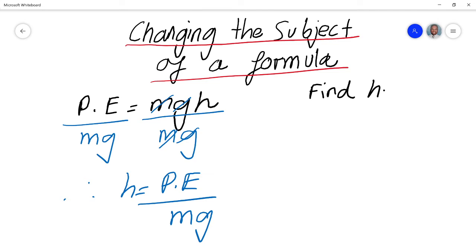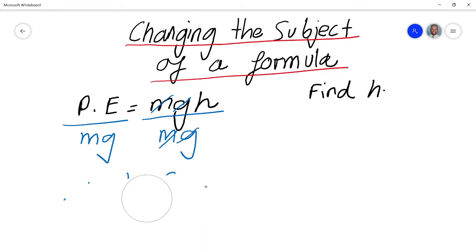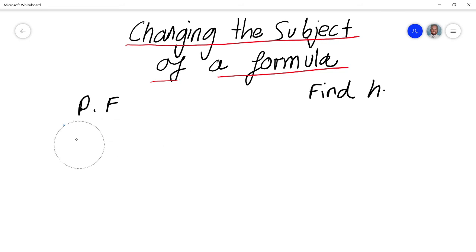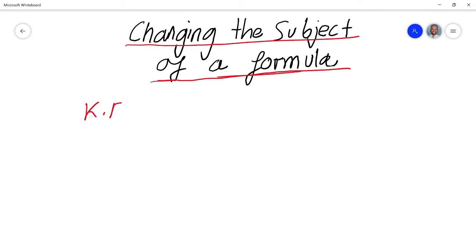Now let's look at kinetic energy and how we can find different variables here. I'll write down the kinetic energy formula, and if you've been looking at my videos, I've put some calculations on kinetic energy. Like I said, I'm not going to explain what kinetic energy is; we're going to look at manipulating kinetic energy. Kinetic energy is half mv squared.